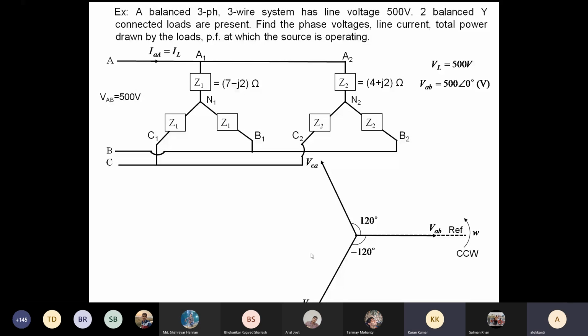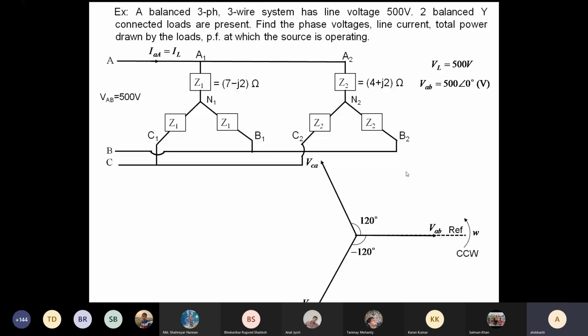Sir, is IL 97.53 angle minus 10.61 degree? What is your name? Karan Kumar. Karan, you are super fast! Where are you from? I'm from Bihar. How do you do it so fast? Is it because of phasors and all? Sir, the calculator is giving everything. Anyway, you have to understand the steps.